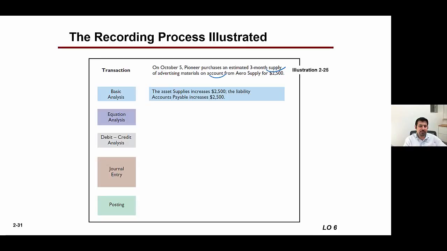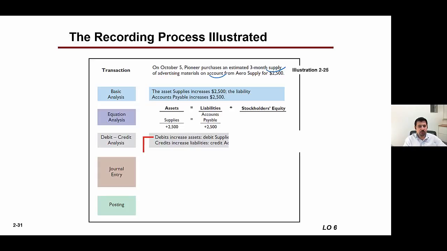Now the company has more debts. This transaction has increased the liabilities of the company. At the same time, it also increased the assets of the company. So under assets, we have supplies increased $2,500, and liabilities have also increased $2,500. We know that debits increase assets, so we debit supplies $2,500, and credits increase liabilities, so we credit the liability accounts payable $2,500.